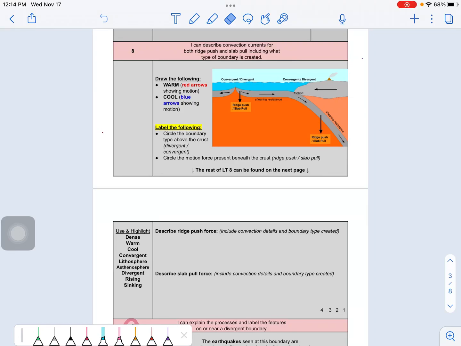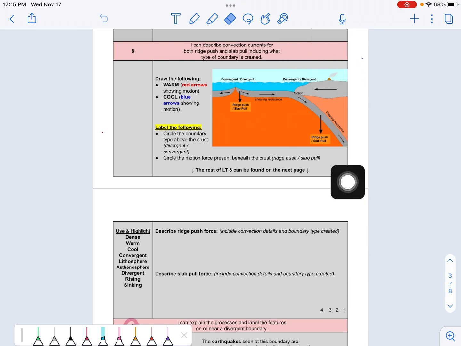All right, so here we are checking out learning target 8, looking specifically at convection currents underneath the crust and focusing on how these ridge push slab pull interactions move the surface layer. So we've got two parts to our learning target. We've got the diagram with a few things to include and label, and then we have our descriptions.